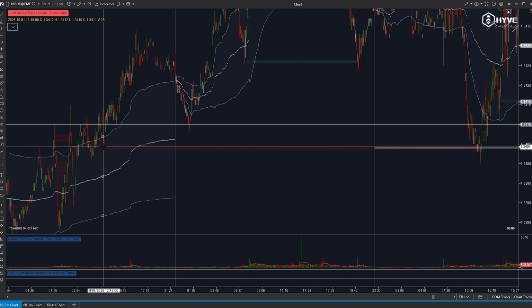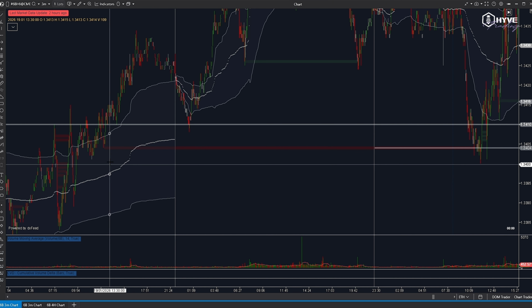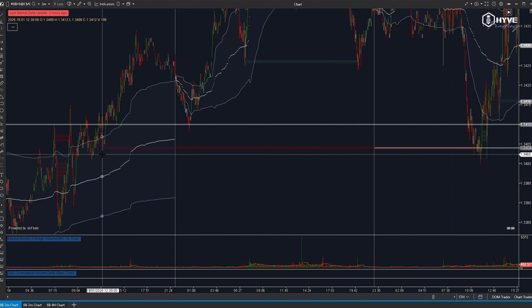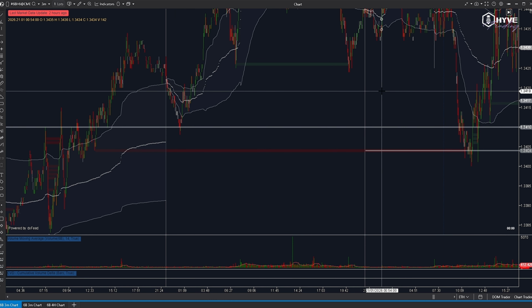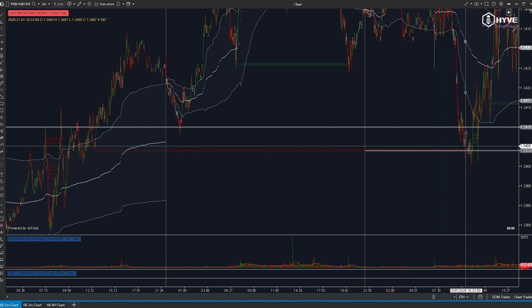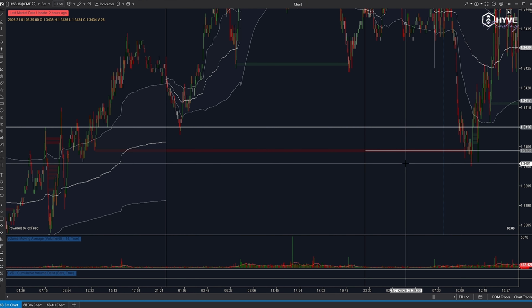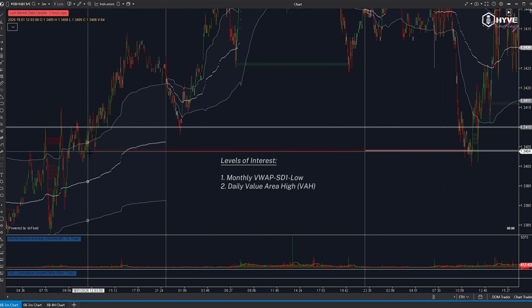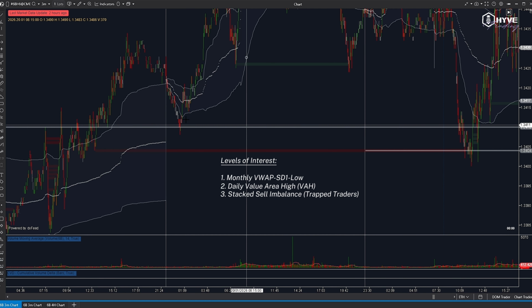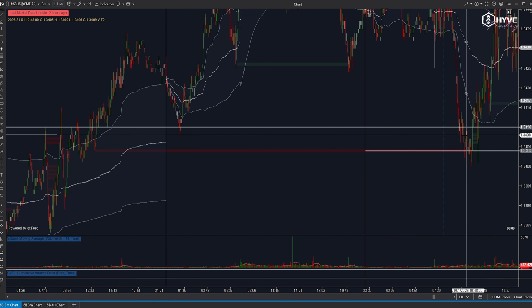All that aggression led to no result to the downside, which means a lot of these sellers are more than likely trapped. So they will most likely be acting as support when price comes back down because they will want to be getting out of their positions. So this was an added level of interest, an added confluence for me to look for buys around this level.